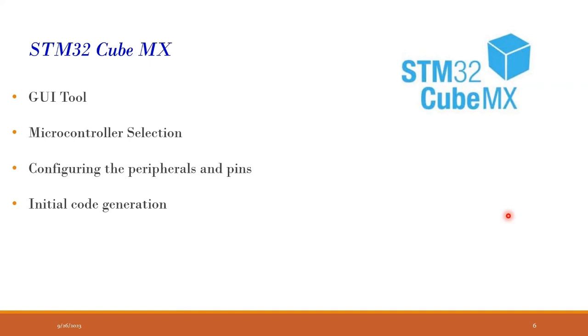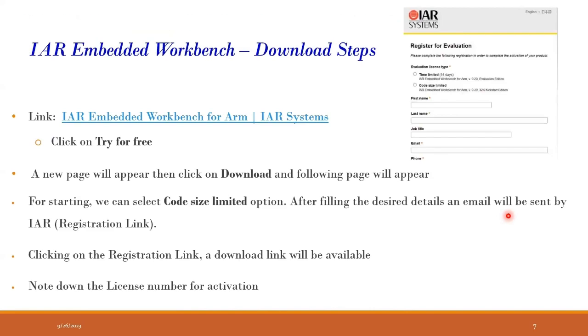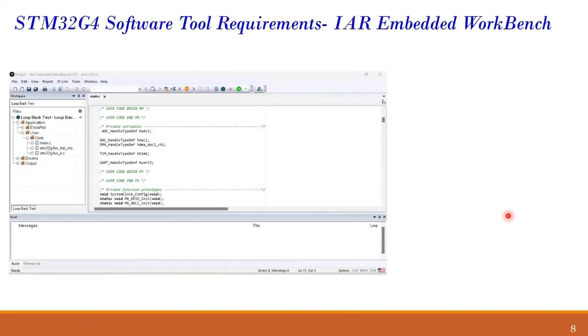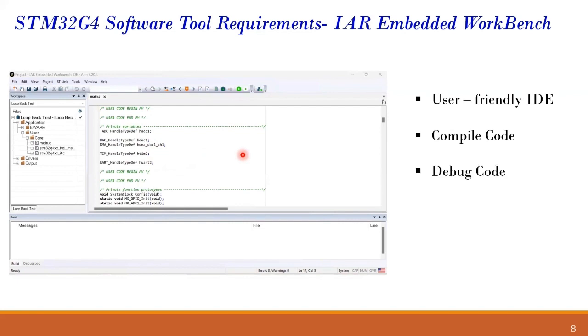Once the STM32 CubeMX has generated that code, we will use the IAR Embedded Workbench. This is the IAR Embedded Workbench, and this is the code which comes out of what was generated. In this code we have to write our various functions, lines of code and logic in this integrated development environment, and after we write it, we can run the code and also debug it.